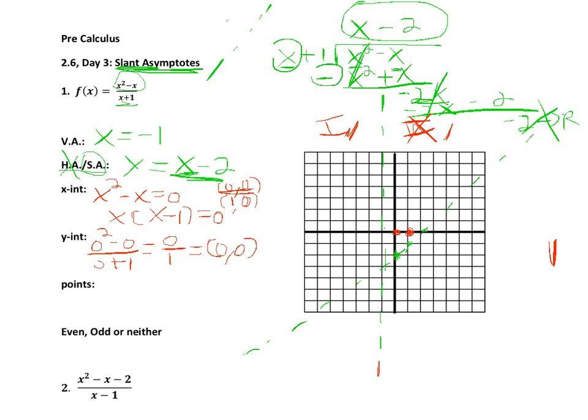Let's plug in a point to the left of the VA. It's -1. Let's plug in -2 to this function. So if I plug in -2, I'm going to have -2 squared, that's got to be in parentheses, minus -2, and it's over -2 plus 1. In the bottom is -1. In the top we get 4 plus 2, which is 6. So this is -6. So that point we proved is (-2, -6).